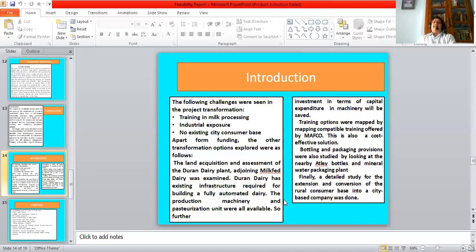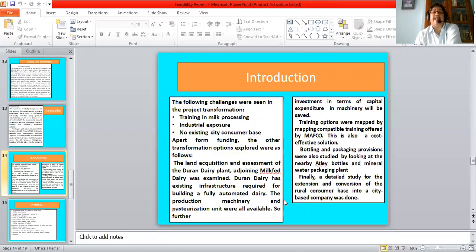The dairy plant, or the dairy farm rather, workers do not have the adequate training which is required for processing the milk, pasteurization of milk, which the workers of the factory have. And they have very little industrial exposure, which is very natural because they are the citizens of a rural belt, and they don't have a city consumer base. Again, this is quite likely because they are not based in the city.